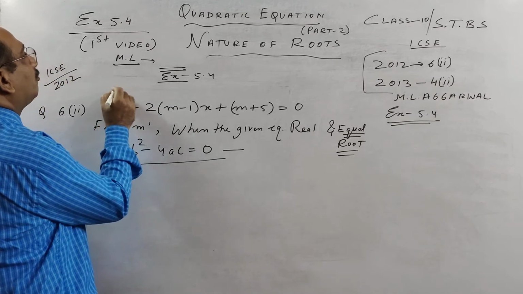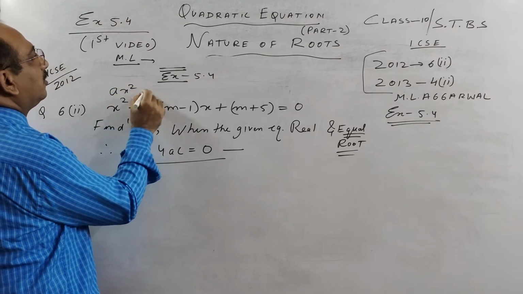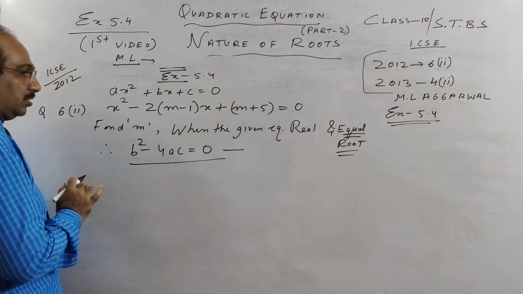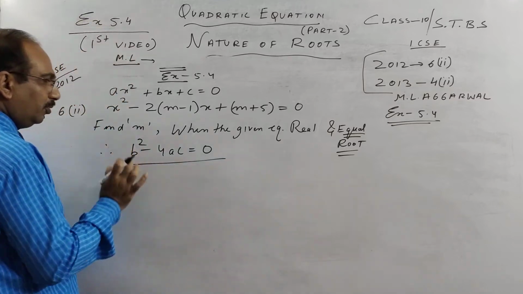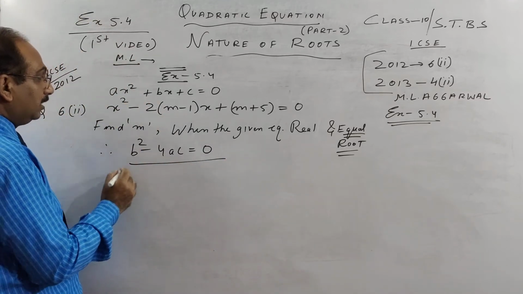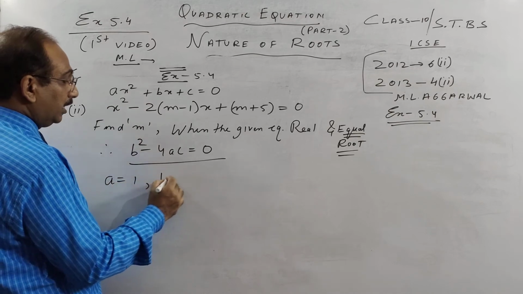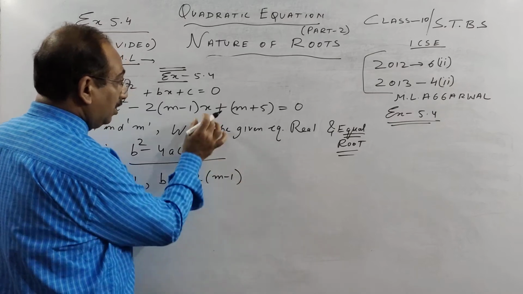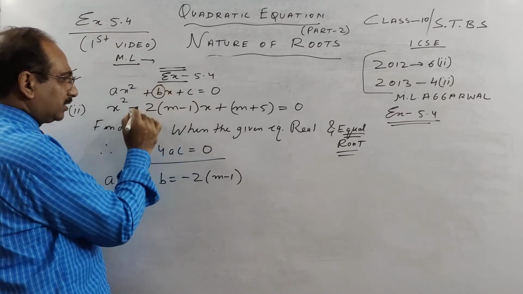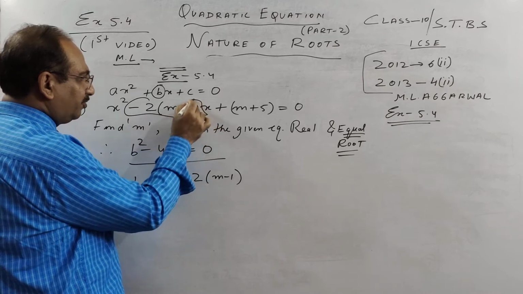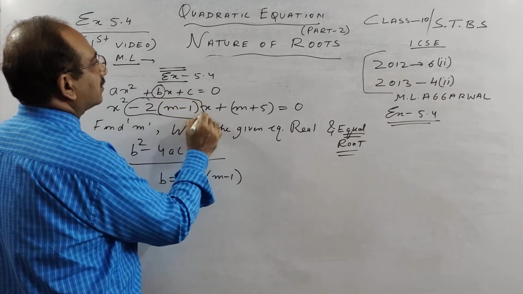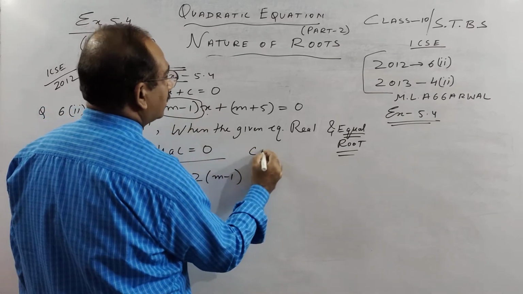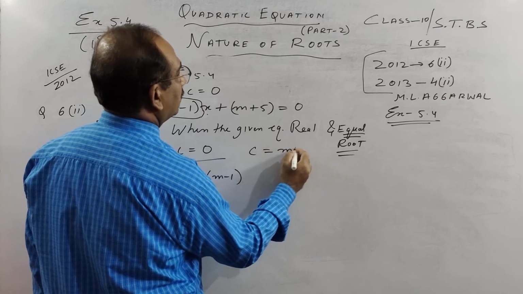Now what we do, I compare this with the standard form of a quadratic equation. A is 1. Children, be very careful with b: minus 2 m minus 1. What is the coefficient of x? Leave x, including the sign, this 2 will also be there. What is c? The constant term is m minus 5.